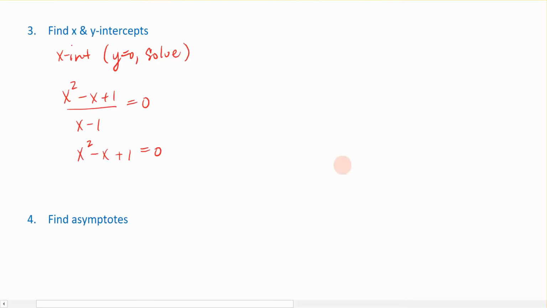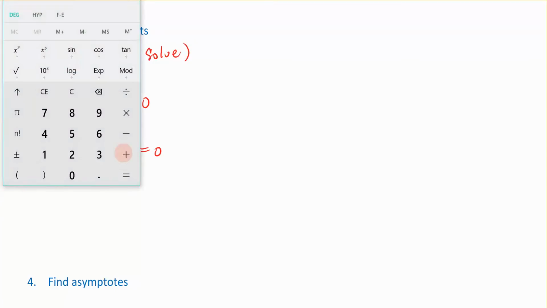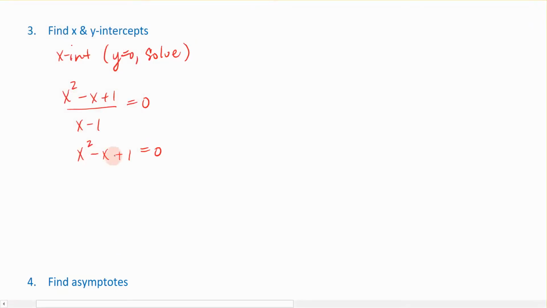And from here, I know that this doesn't factor, so I can't use trial and error. So the next best thing is to do this using the quadratic formula, because that's the other way for me to be able to solve for x in this particular case. The quadratic formula says x is equal to -b, so negative of -1, plus or minus the square root of b squared minus 4 times a times c, all divided by 2a.